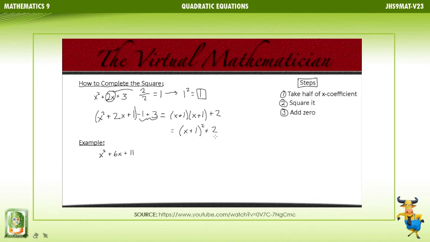Okay, so now let's look at this example down here. We have x squared plus 6x plus 11. The first thing we're going to want to do is look at the x coefficient and take half of it. We have 6x, so we need 6 divided by 2, which gives us 3. Then step 2 says square it. So 3 squared is going to give us 9.